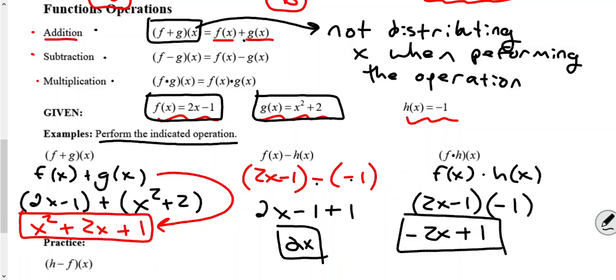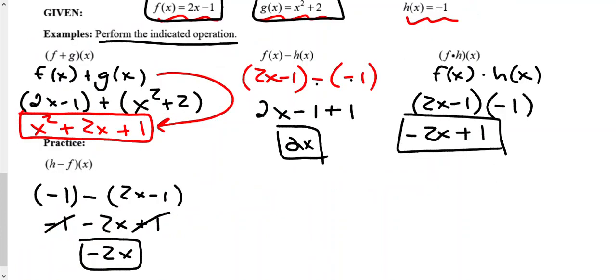So try this next one, h minus f of x, and see what you get. So you should get negative 2x. We're combining functions h and f by subtracting. We performed the operation of subtraction, and the result is negative 2x.